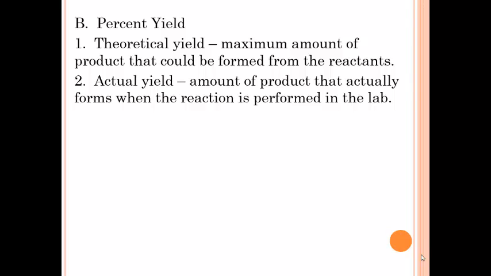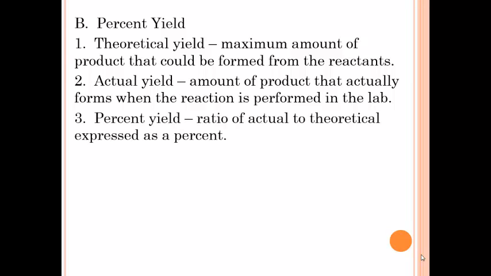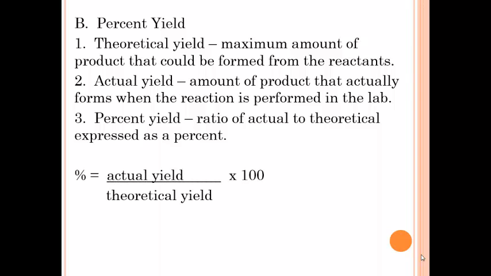Normally those aren't going to be the same. Very seldom will you get 100%, and we'll talk about some reasons why in the next slide. So your percent yield is a ratio of those, and to get your percent yield you're going to want to take the actual amount that you get in the laboratory setting and divide it by how much in theory you could have made. When you divide those, then you're going to multiply that by 100 to move your decimal place to actually get your percent.